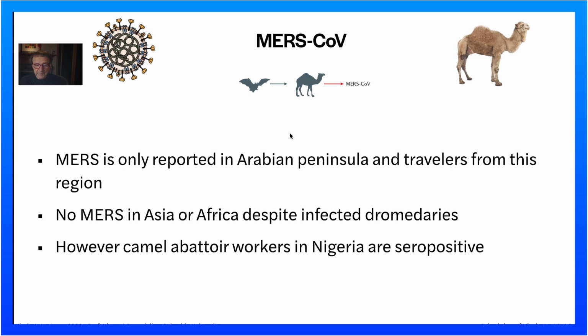They've both been imported. However, in one study in Nigeria, camel abattoir workers were shown to be seropositive for MERS-CoV. So they weren't sick, but they had antibodies to the virus. So this is telling us that if you have close contact with camels, which you do in an abattoir for camels, right, you can be infected. But why it doesn't cause disease in Africa, we have no idea. I mean, it could be genetic basis, slightly different clade of virus. We just don't know.